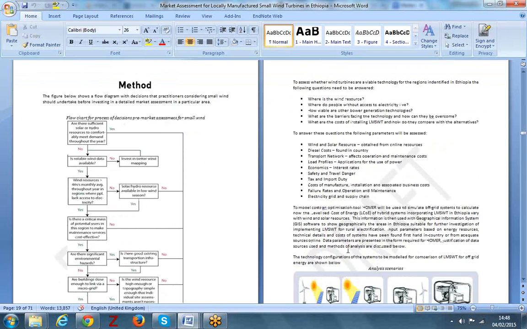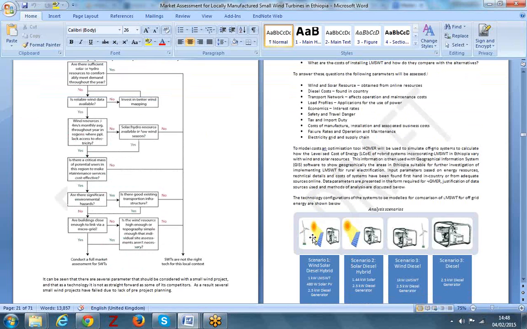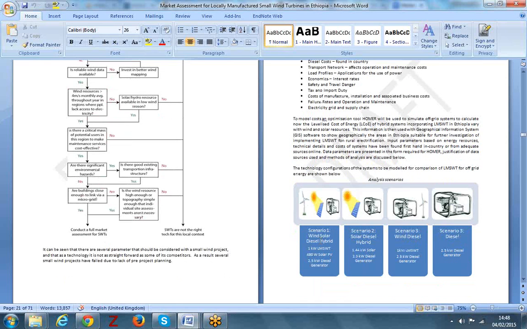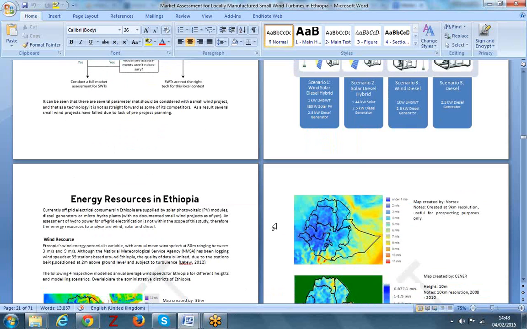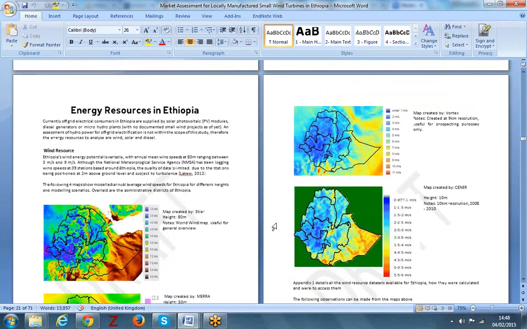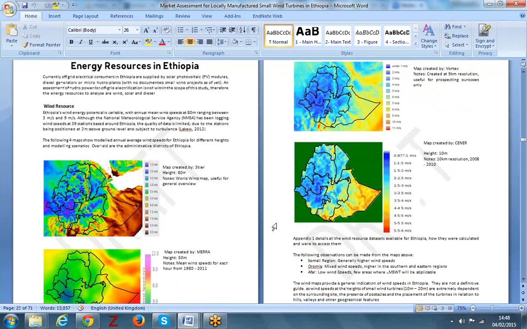So with this method, we've modeled different technologies, wind turbine, solar panel and diesel, and we've used different aspects and different parameters to put them into HOMER to analyze the cost. So the first aspect we went through is the wind resource, and there's quite a lot of information online to get national wind resource statistics, and these are all from IRENA, which has got a great interactive tool.